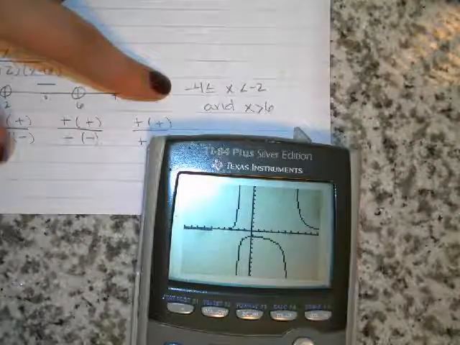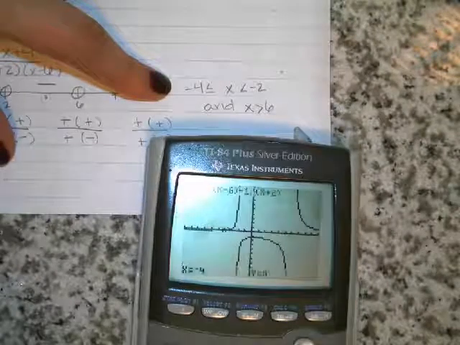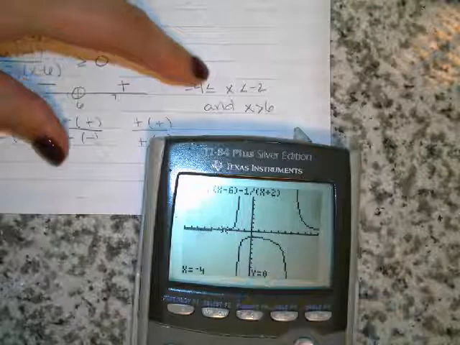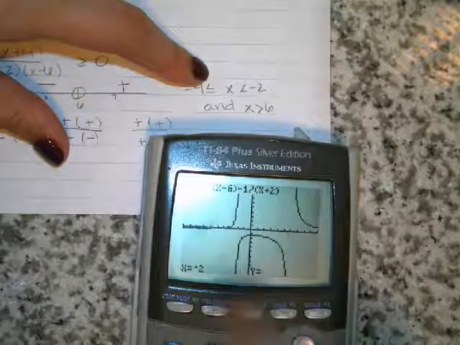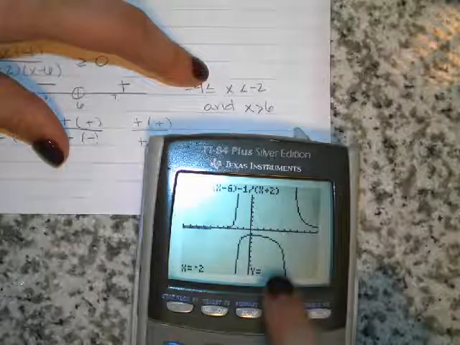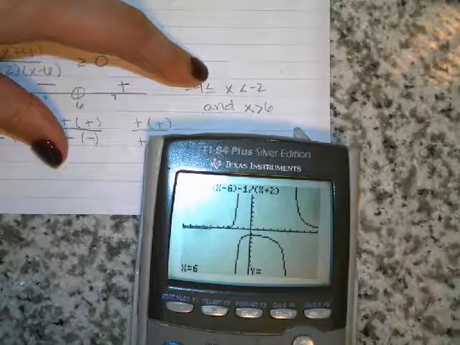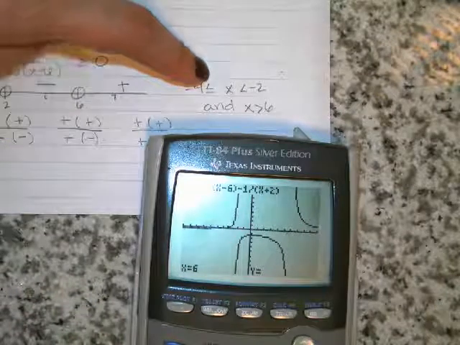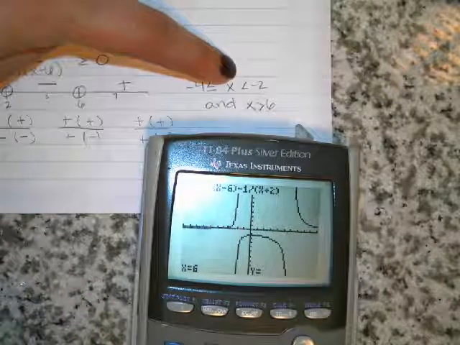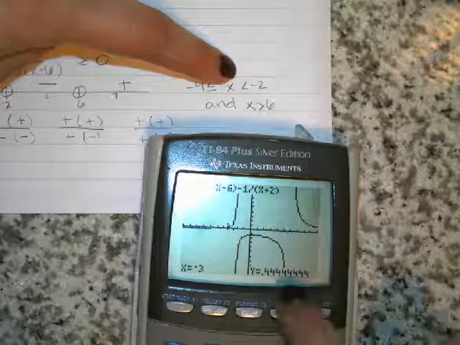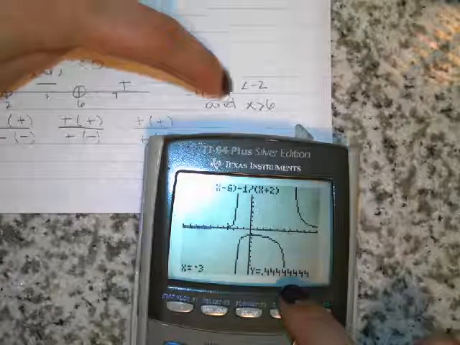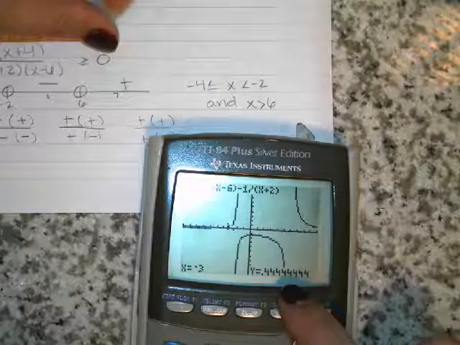So I'm going to check -4. If I plug in -4, I do get 0, so it was good of me to include that. If I plug in -2, I get nothing, so it was good for me to not include -2. If I plug in 6, I get nothing, so it was good for me to not include that. And then numbers between -4 and -2, like -3, that's a positive, so it was good for me to have that as my answer since I wanted the positive answers.